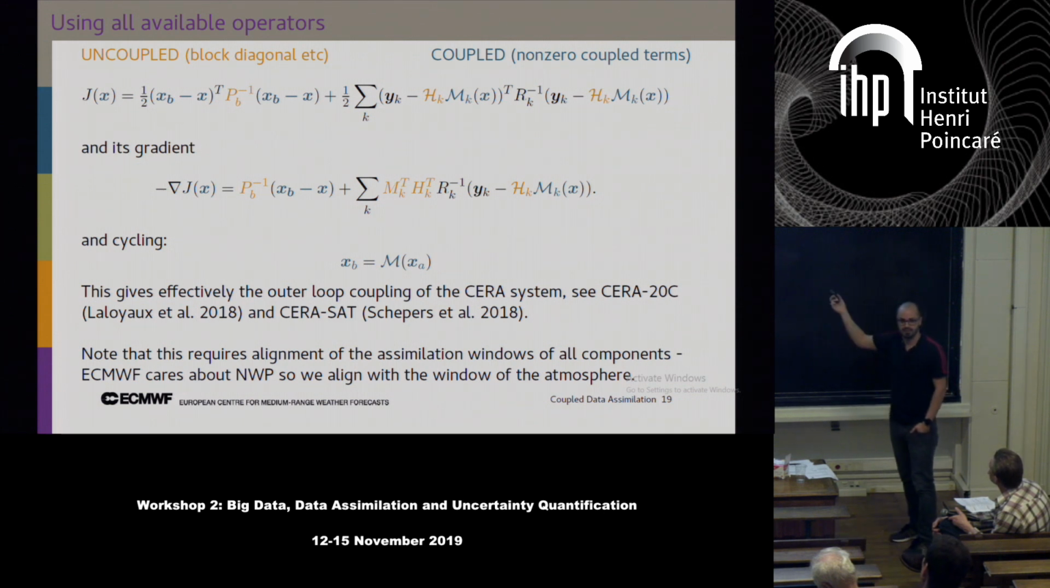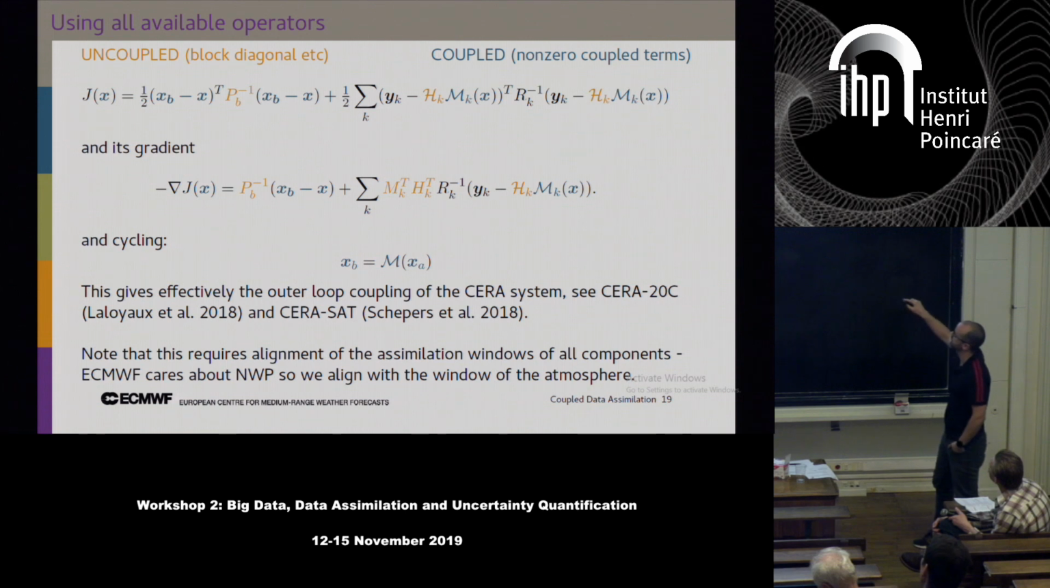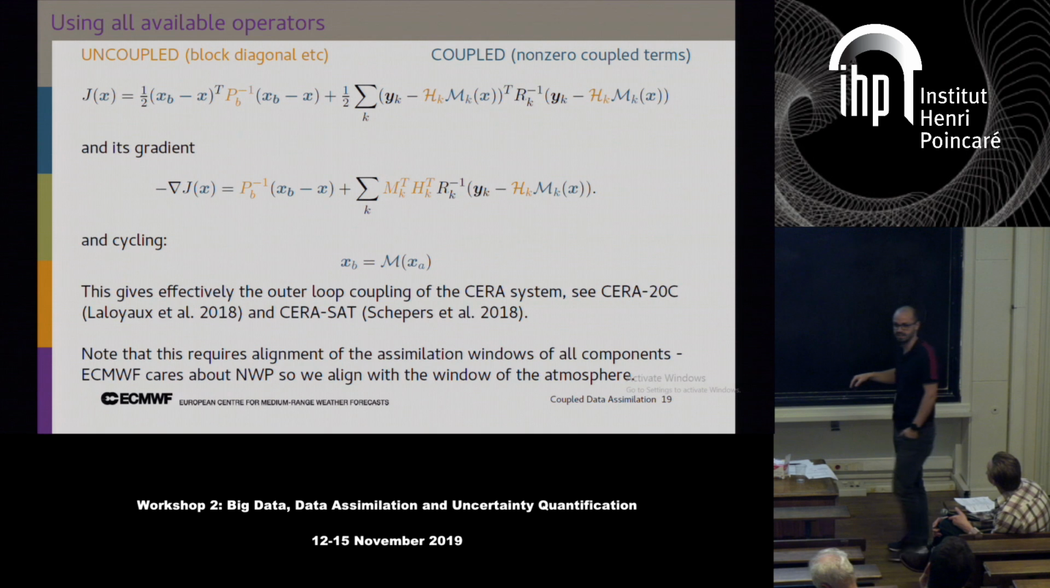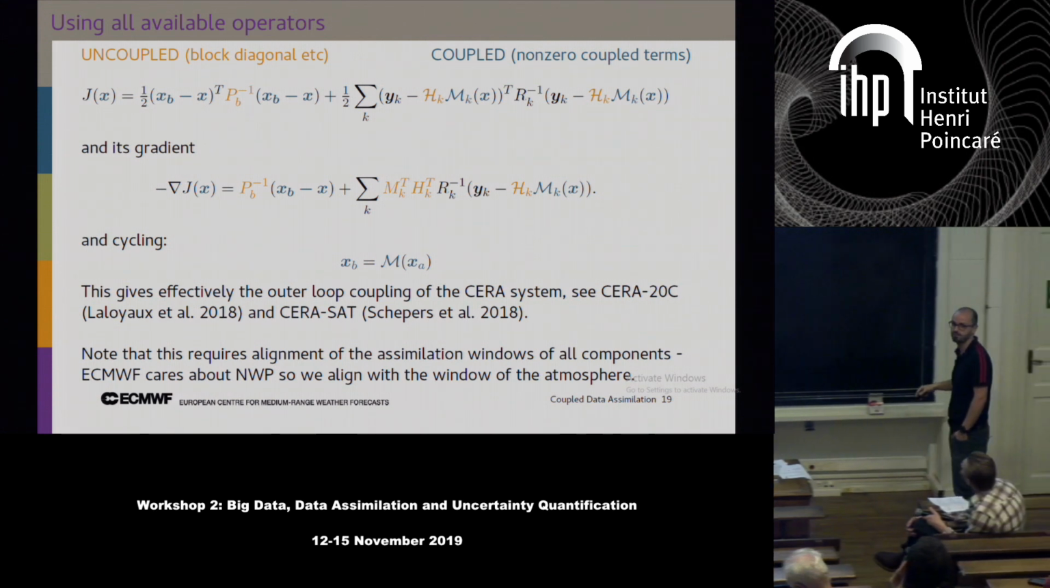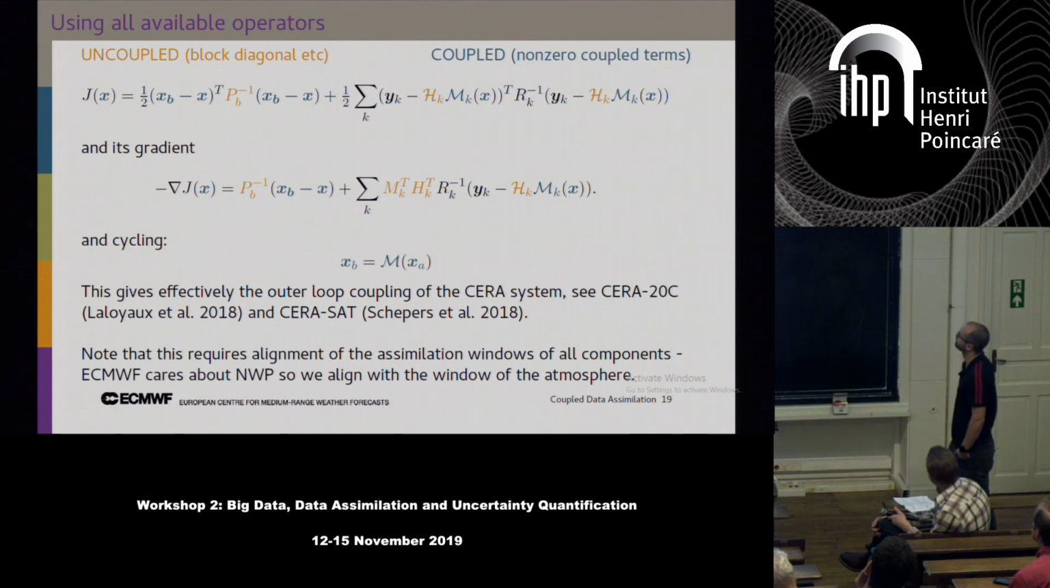So plug that in. What that gives you is essentially the outer loop coupling. Every time we do an outer loop in 4D-Var, we're using a nonlinear model. And this has been used successfully to produce two different reanalyses: a 20th century reanalysis and a satellite era reanalysis. These data sets are available to anyone through the ECMWF website if you're interested in looking at coupled reanalyses. I'd encourage you to go and look at them.